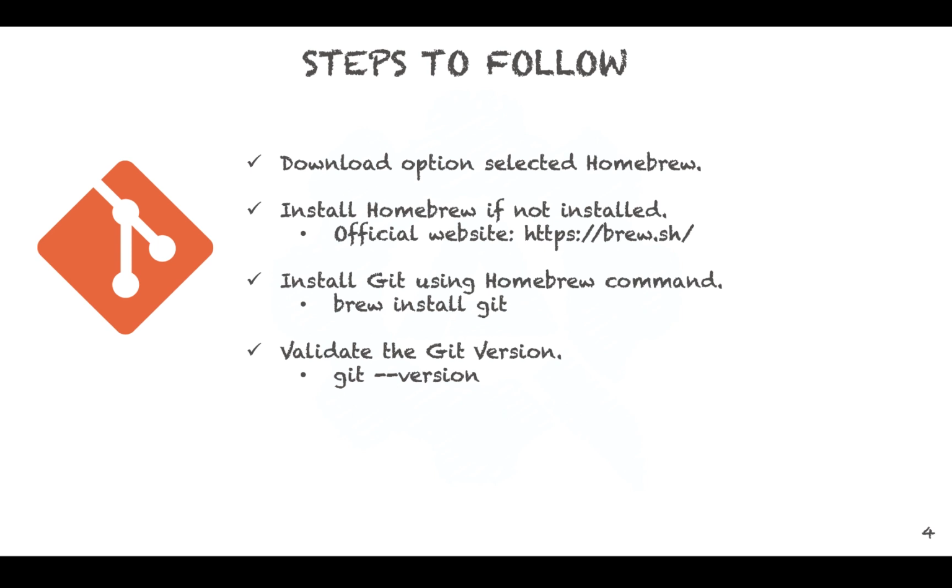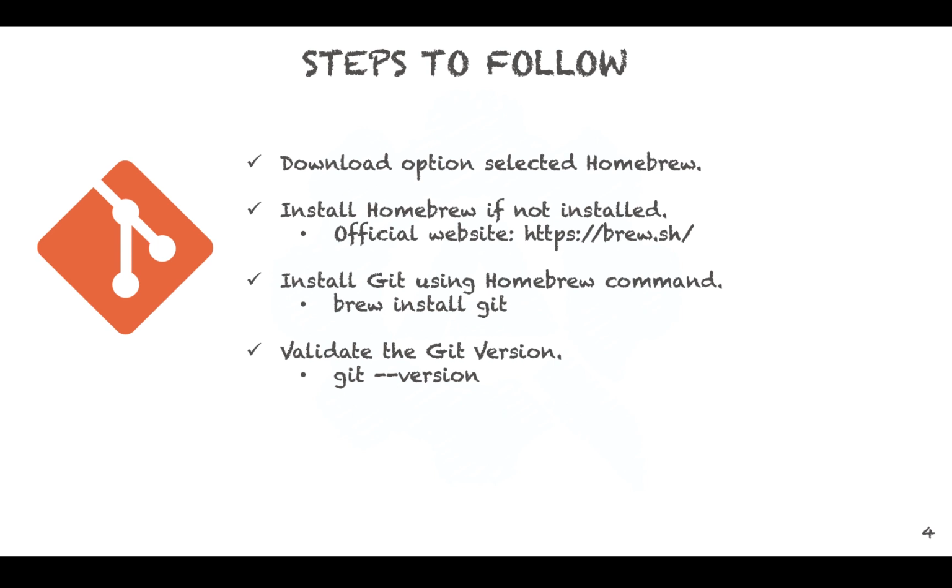Then we have to install Homebrew if it is not present in your system. We have to navigate to the Homebrew official website, that is brew.sh, and then from there we have to install our Git using Homebrew commands. Once it is installed, we will check the version of Git, that is using the git space --version command.